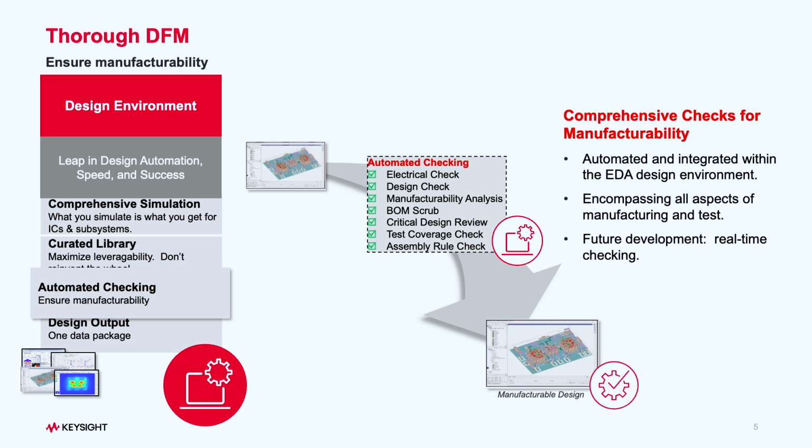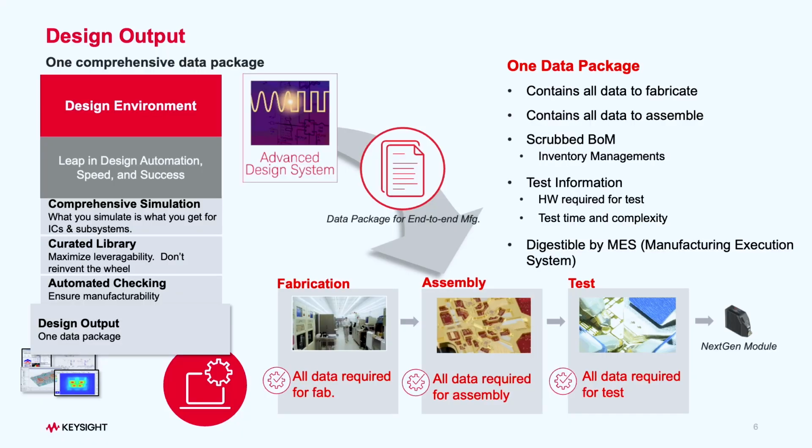We also have test coverage checks, because a large part of the manufacturing process is when you get something out on the other end, making sure that it works. And so we want to make sure that not only are we designing products for what we need, but also that it's possible to test them, and assembly rule checks too, which is one level up of the technology platforms. And so then this all gets generated into one nice wrapped up data package.